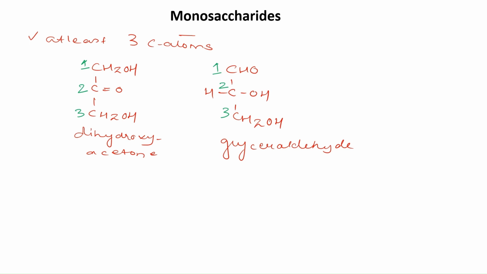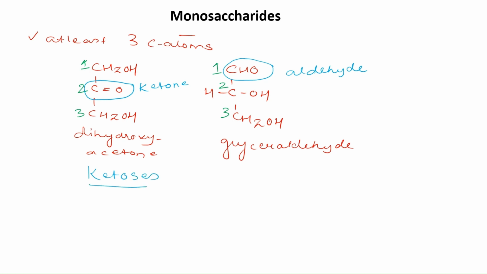Now what is the difference between both the monosaccharides? The functional group in dihydroxyacetone is a ketone group, whereas the functional group in case of glyceraldehyde is an aldehyde group. So dihydroxyacetone is a type of monosaccharide which can be categorized under ketoses. Ketoses means those that contain a ketone functional group. Glyceraldehyde can be categorized under aldoses. Aldoses are the monosaccharides that consist of an aldehydic functional group.